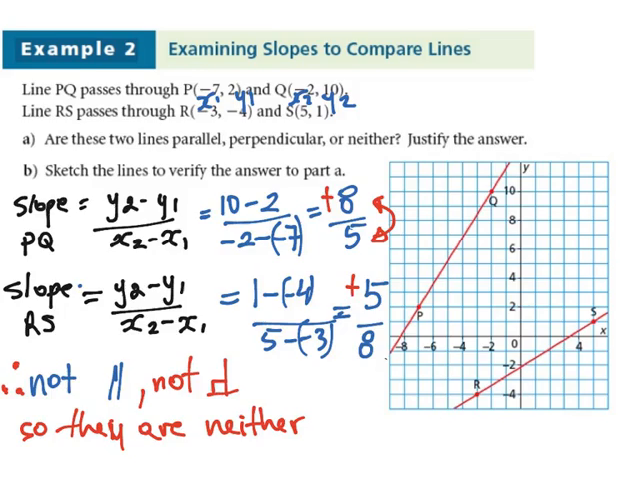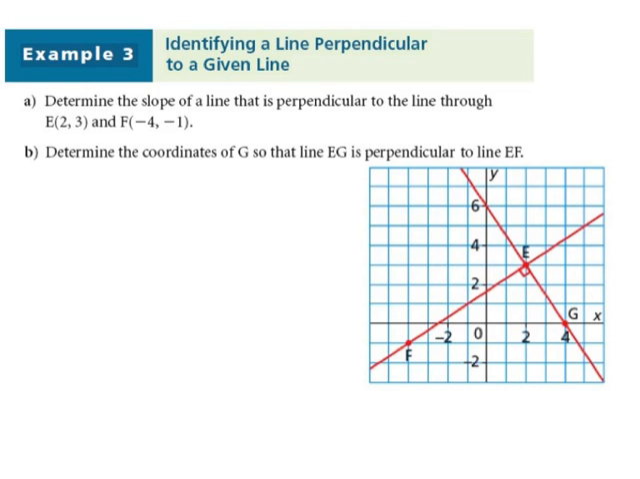Determine the slope of a line that is perpendicular to the line through E and F. Determine the coordinates of G so that line EG is perpendicular to line EF. Now, I've shown you a picture, and we're talking about perpendicular lines. The first thing we need to know is the slope of line EF. Once we find the slope of EF, knowing that a perpendicular slope is the negative reciprocal, we can change the slope of EF to find this perpendicular line. And let's do that.